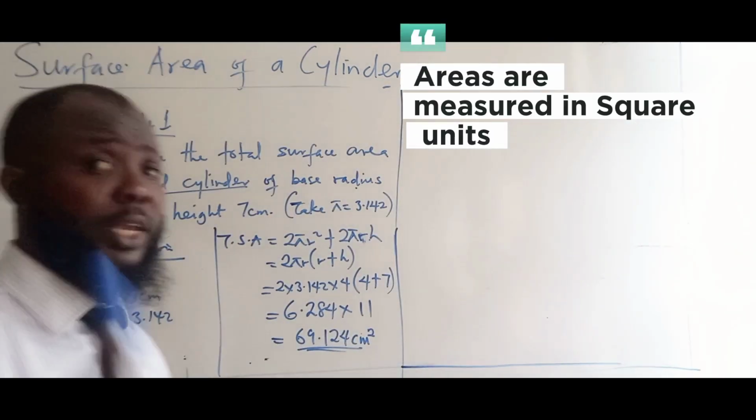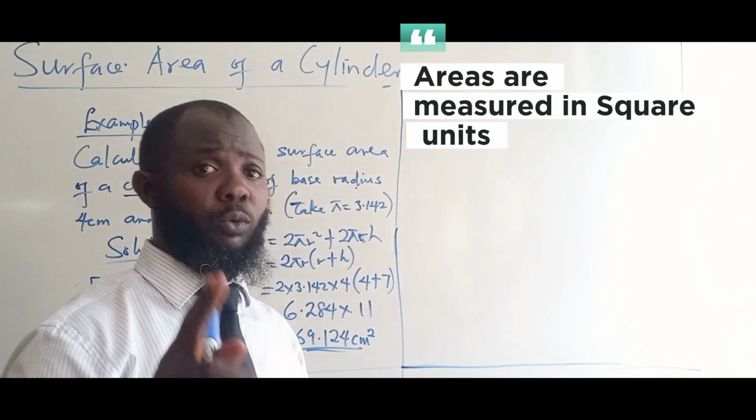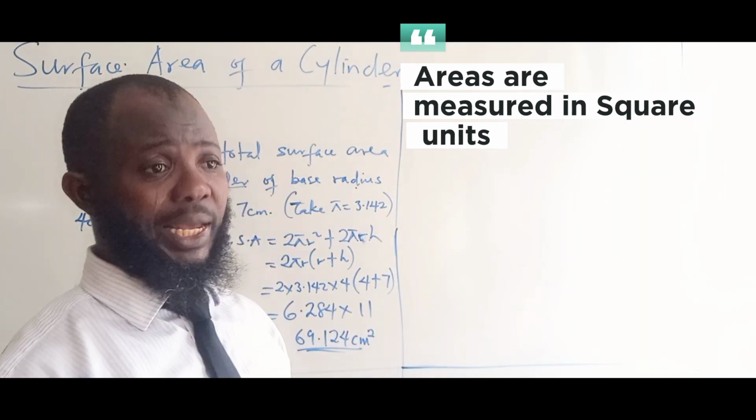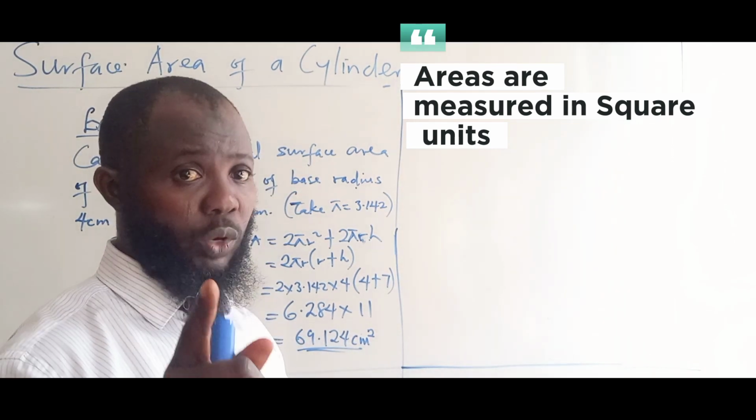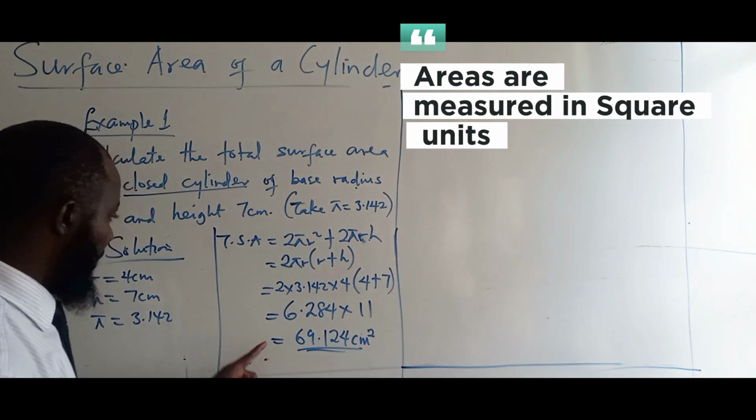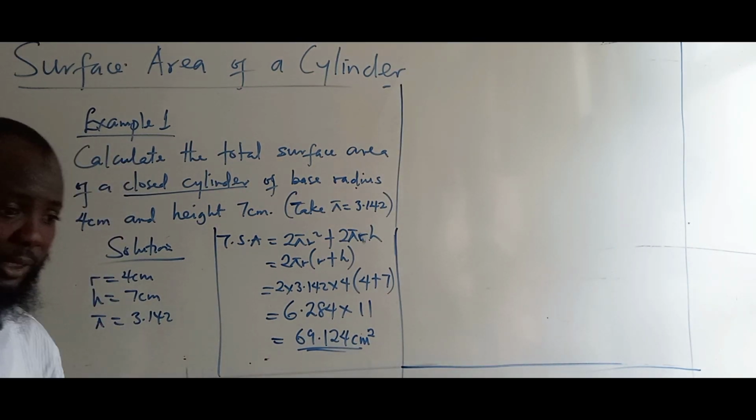Don't forget that the unit of measurement of area is square units. So it depends on whether it is centimeters, meters, millimeters, and so on, but it's square units. Don't forget that. So that is that. Now we look at the next example.